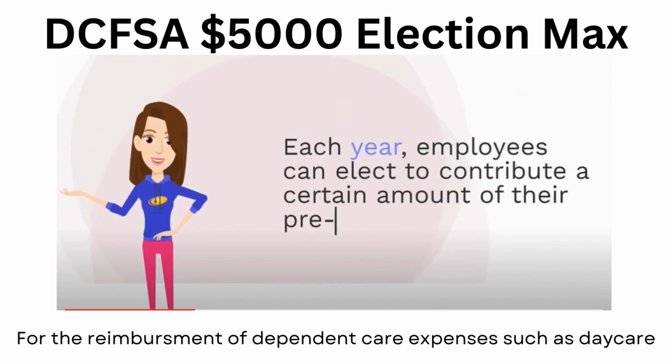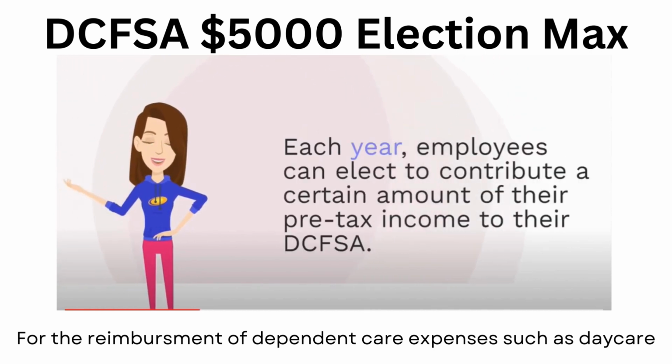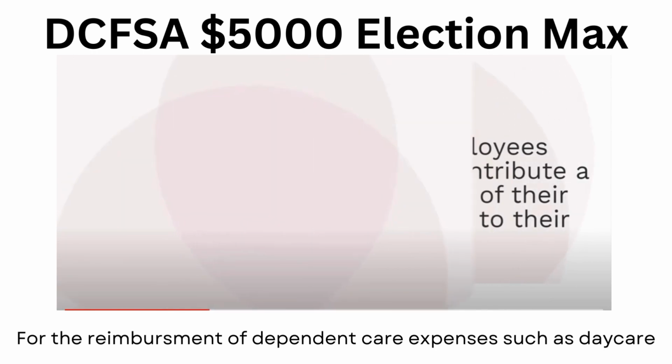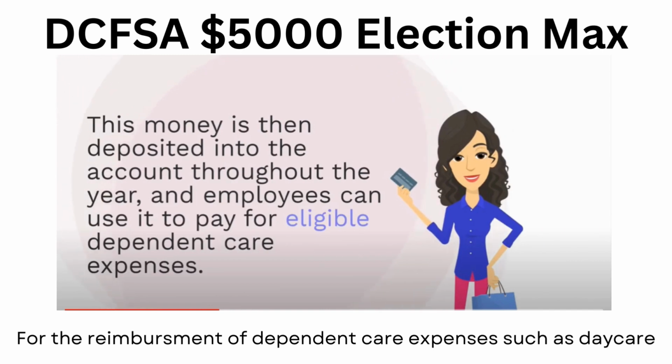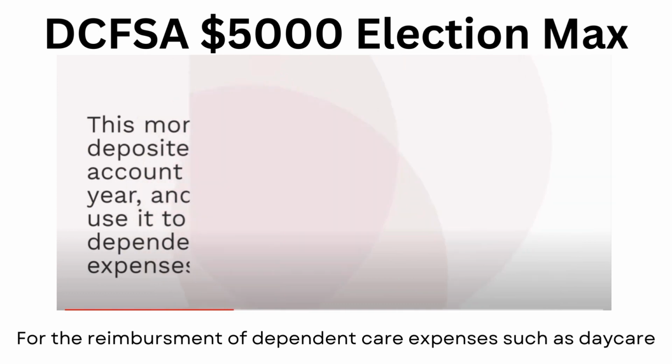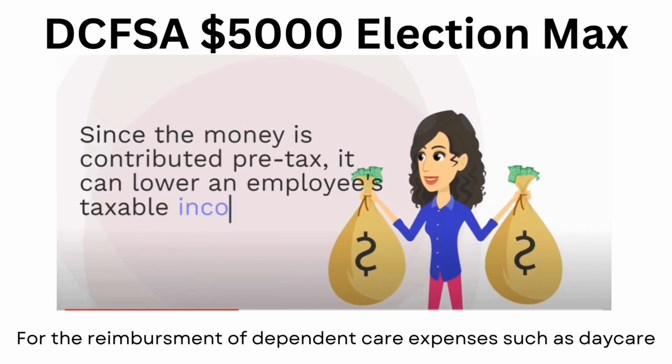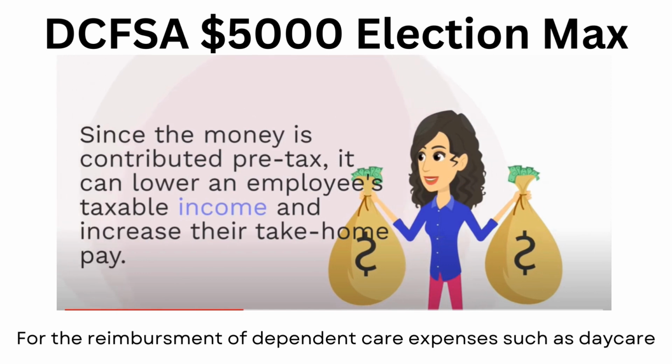Each year, employees can elect to contribute a certain amount of their pre-tax income to their TSA. This money is then deposited into the account throughout the year, and employees can use it to pay for eligible dependent care expenses. Since the money is contributed pre-tax, it can lower an employee's taxable income and increase their take-home pay.